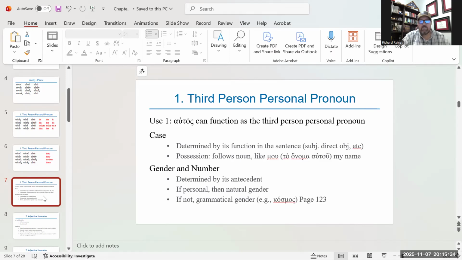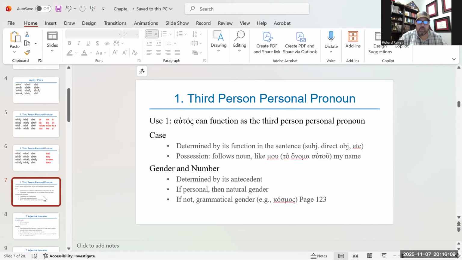So case is determined by how the word is used in the sentence, whether it's the subject or a direct object or whatever. The gender and the number is determined by the noun that it modifies or its antecedent. And you're just going to follow the natural gender, him, her, where you're going to run into some, not issues, but where you're going to have to make some decisions with the way you translate.